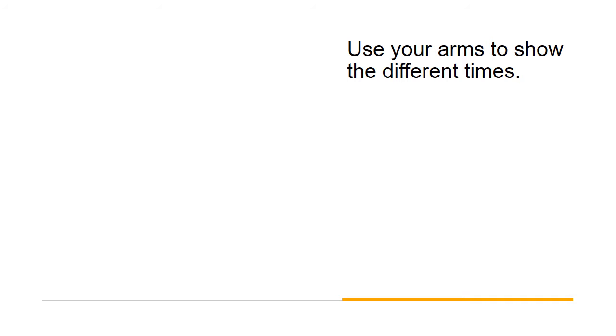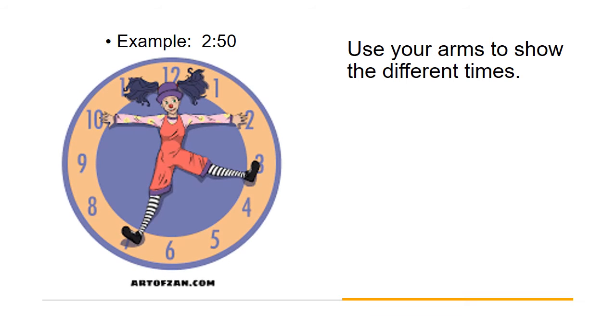Now you're going to use your arms to show the different times. An example of this is 2:50. You can see she has one arm stretched out to the left to show 2 o'clock and one arm out to the right to show the 50.